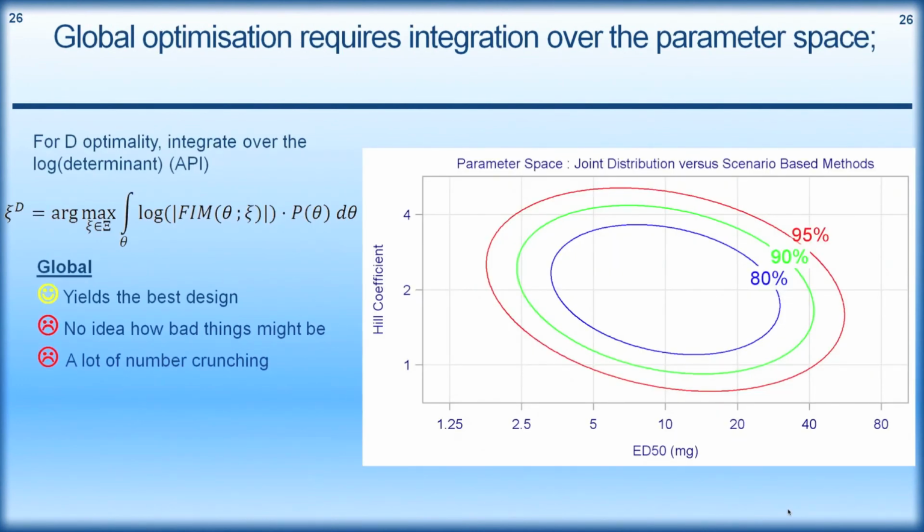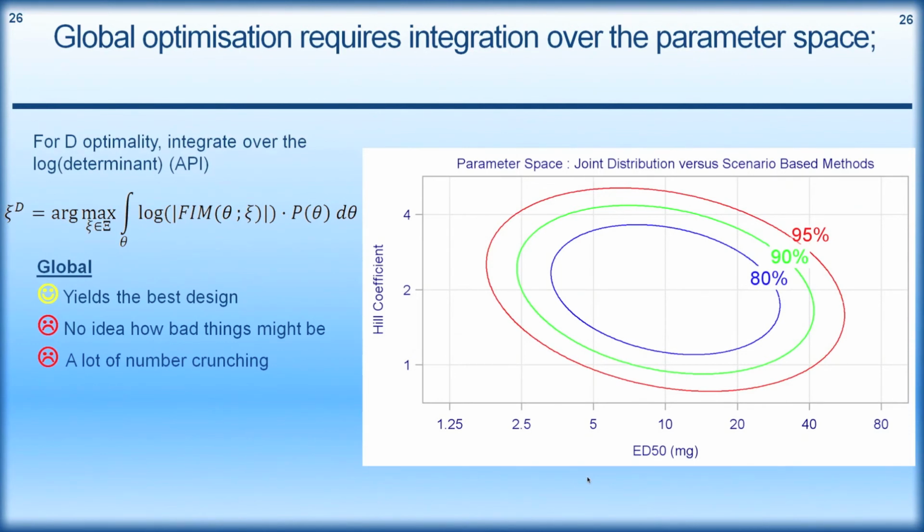So global optimization requires integration over the parameter space. If we're trying to work out a globally optimal design, what we're going to do here is work out what is the best design given the uncertainty on our model parameters. So for example, here for D-optimality, we would integrate over the log of the determinant. It's called the API method. So we're integrating across our parameters, theta, our model parameters, of the log of the determinant times the probability of those parameters.